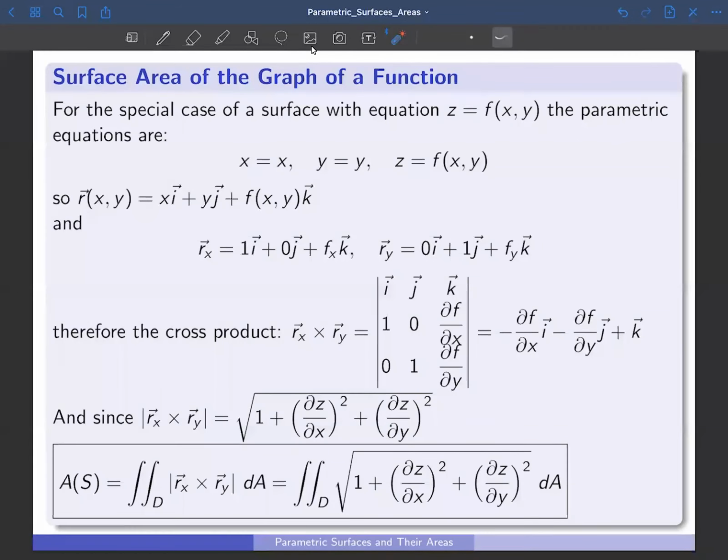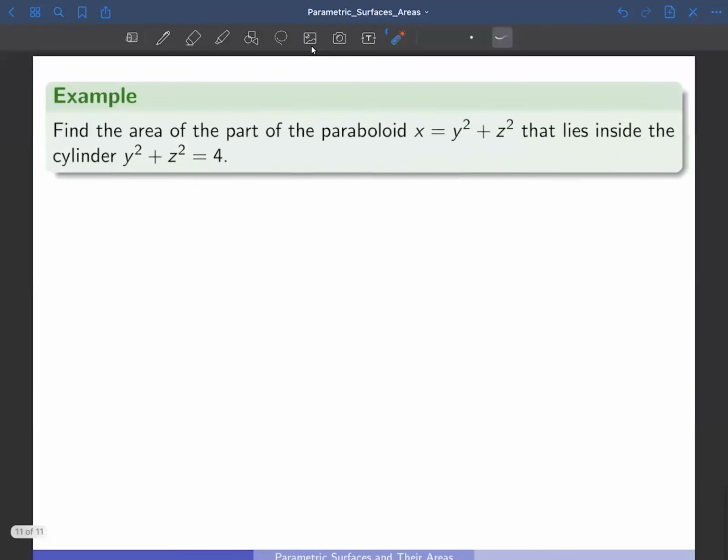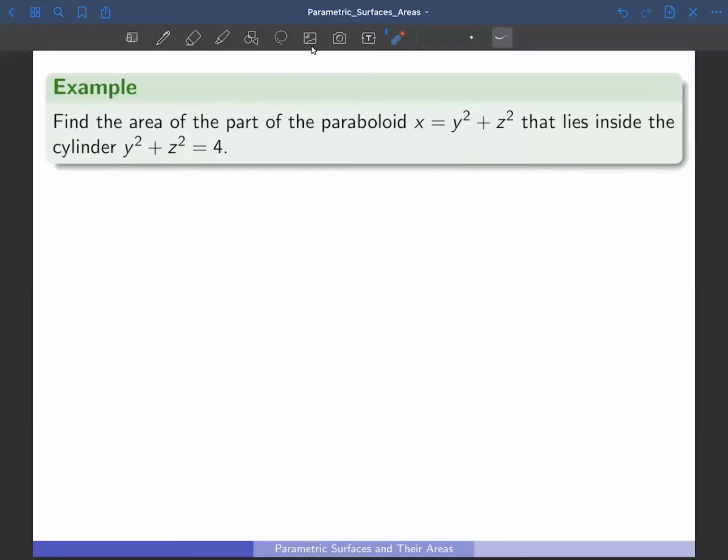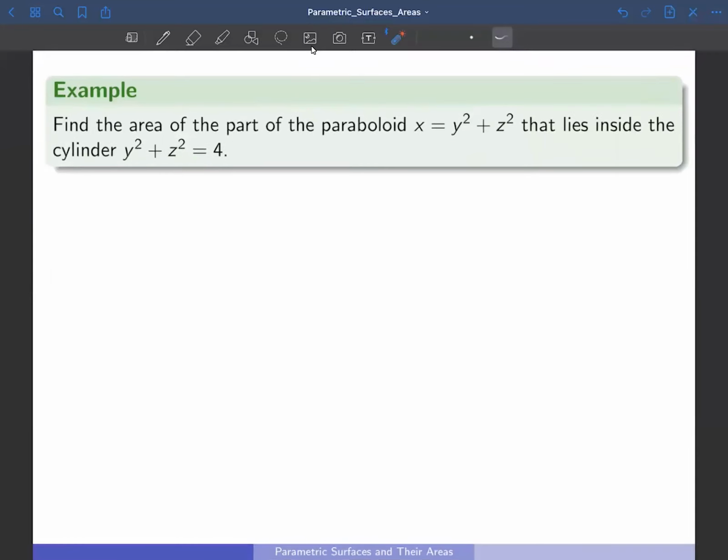Let us see an example about that. We're asked to find the area of the part of the paraboloid x equals y squared plus z squared that lies inside the cylinder y squared plus z squared equals 4. So for the paraboloid, the parametric representation of that surface is that x equals a function of y and z, which is equal to y squared plus z squared, and y equals y, and z equals z.